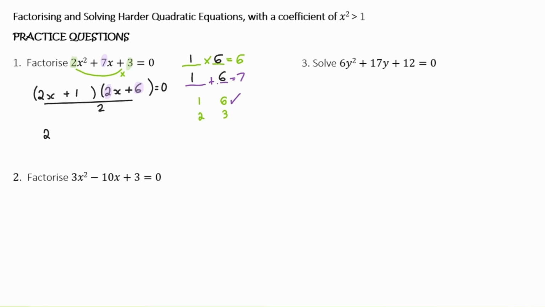So we keep the first bracket as 2x plus 1. But for the second bracket, we divide each number by 2. So 2x divided by 2 is x, and 6 divided by 2 is 3. And because the question is asking us just to factorize, we leave this as our final answer.